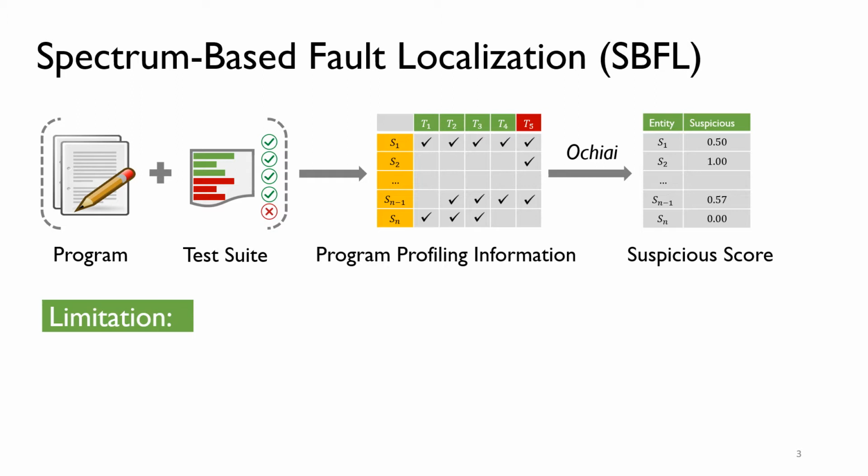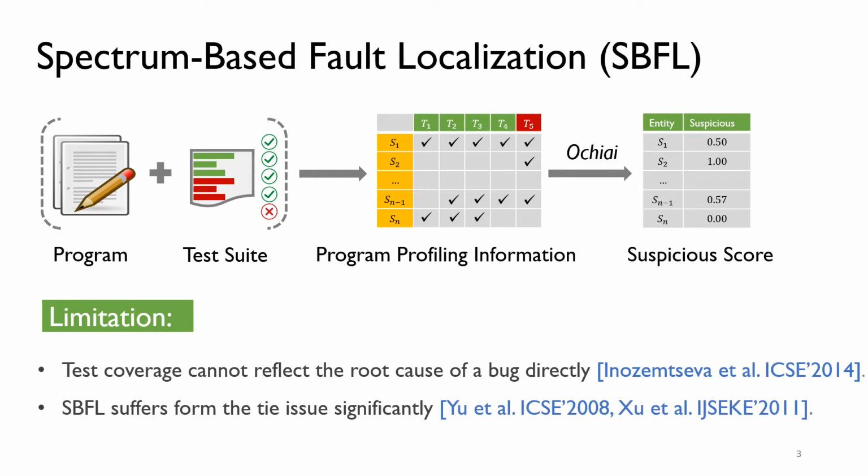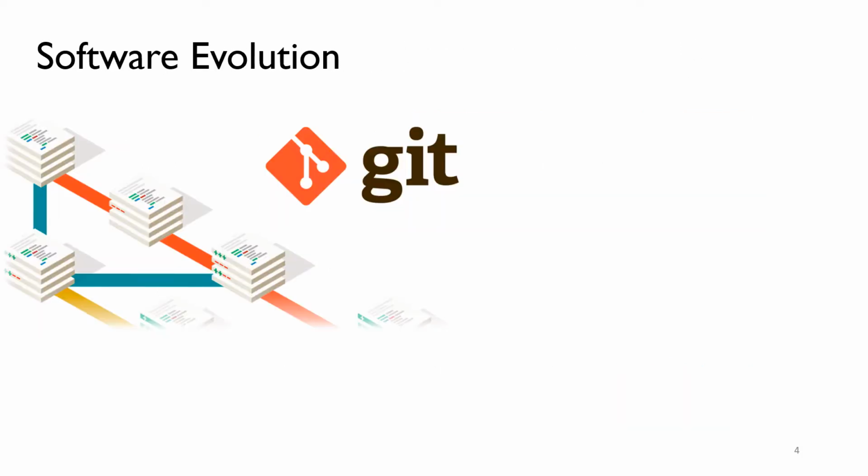However, it also suffers from 2 major limitations. The first is that the test coverage information cannot reflect the root cause of a bug directly, which is simply an approximation of the bug. The second is that it suffers from the tie issue significantly, in which case the code entities within a same block cannot be well differentiated by existing techniques. Therefore, it motivates us to look for other information for better fault localization.